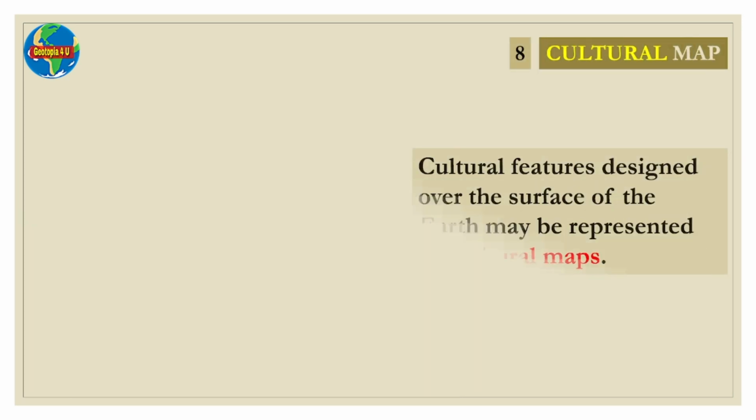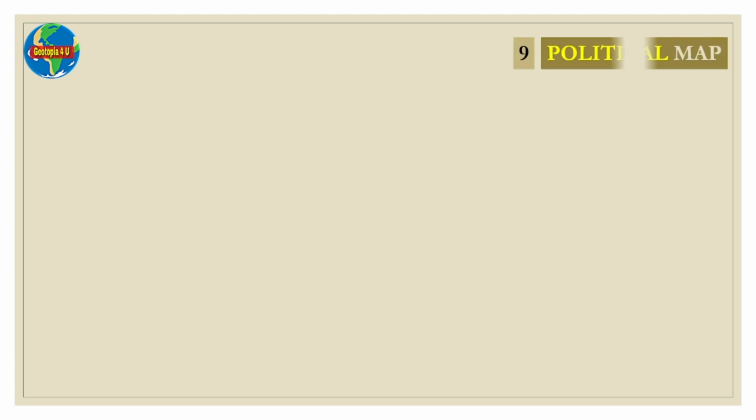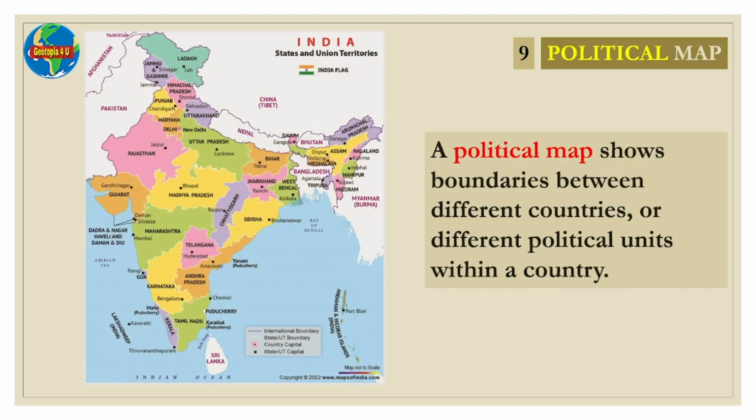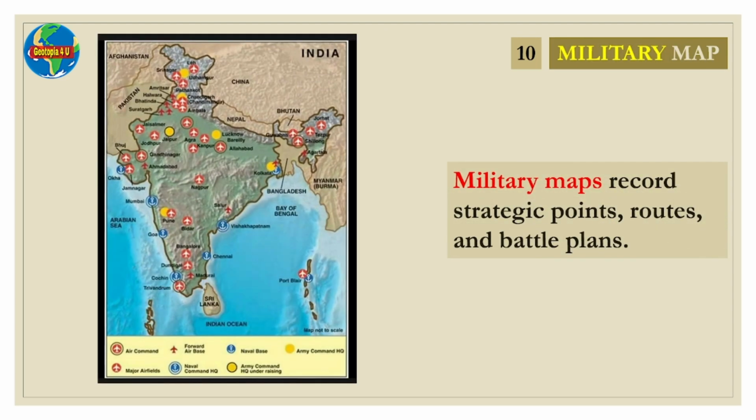Number 8. Cultural map. Cultural features designed over the surface of the earth may be represented via cultural maps. Number 9. Political map. A political map shows boundaries between different countries or different political units within a country. Number 10. Military map. Military maps record strategic points, routes, and battle plans.